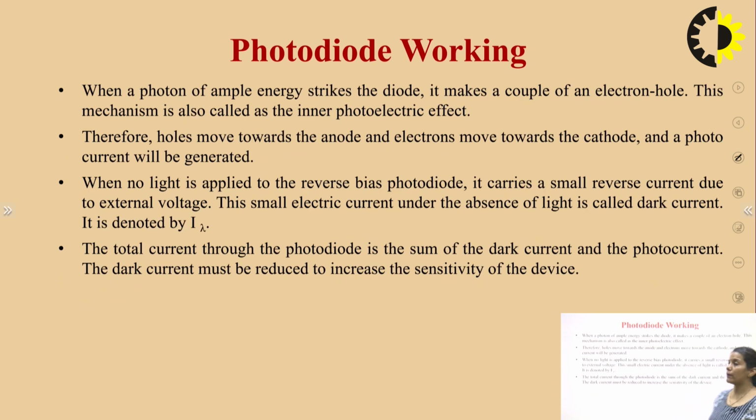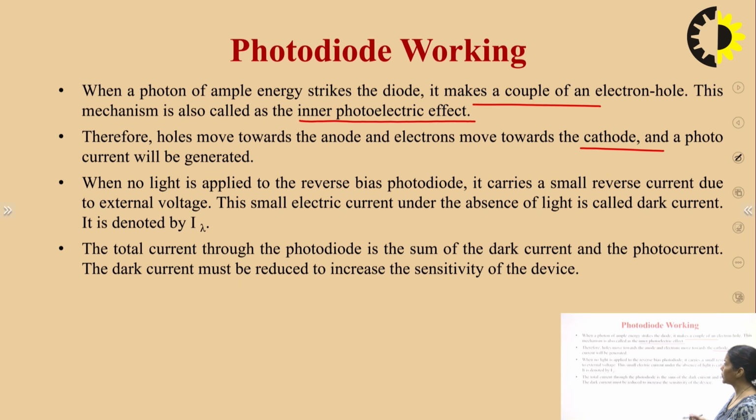When a photon of ample energy strikes the diode, it makes an electron hole pair. This mechanism is called the inner photoelectric effect. Therefore, holes move towards the anode and electrons move towards the cathode. Okay, so they get attracted to the opposite polarity. So the holes will move towards the anode and electrons will move towards the cathode, and a photocurrent is generated. This is known as a photocurrent because it is developed due to the photon energy.